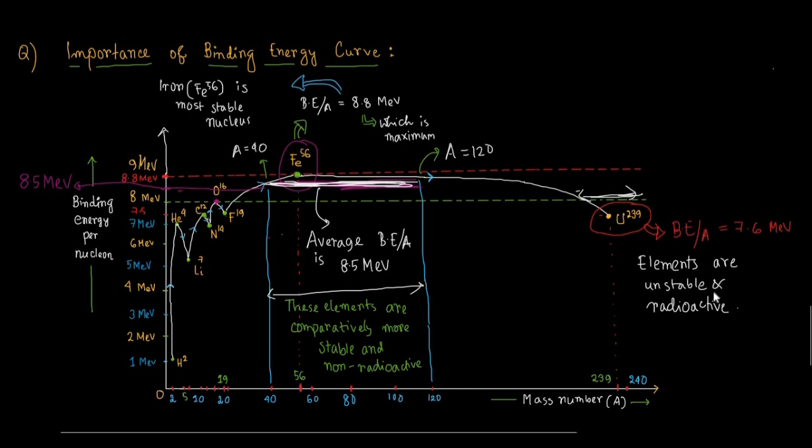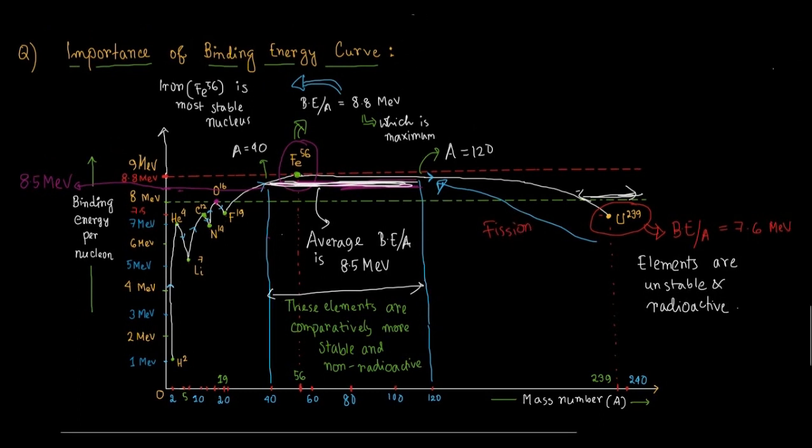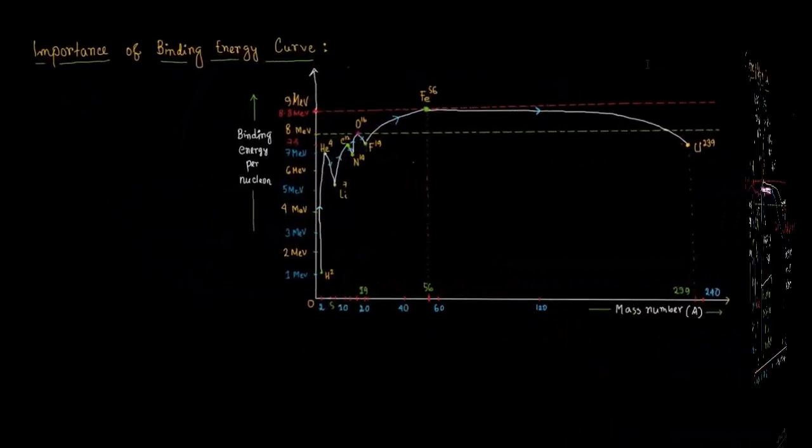On the graph, we can denote the direction along which fission of heavy nuclei having mass number nearer to 240 occurs into smaller nuclei having mass number nearer to 60. Similarly, we can denote the direction along which fusion occurs: two or more lighter nuclei fusing into a heavy nucleus.